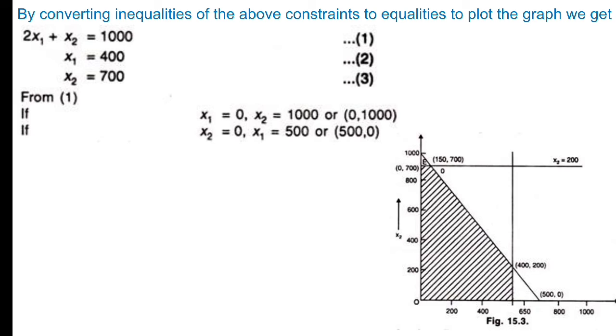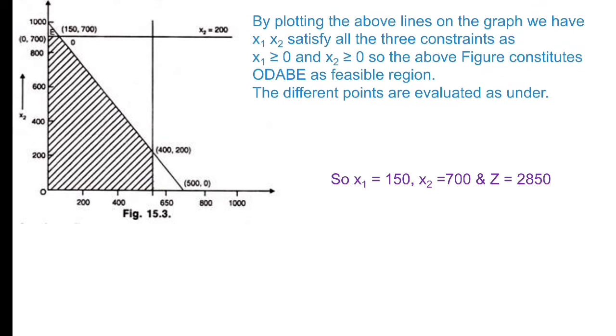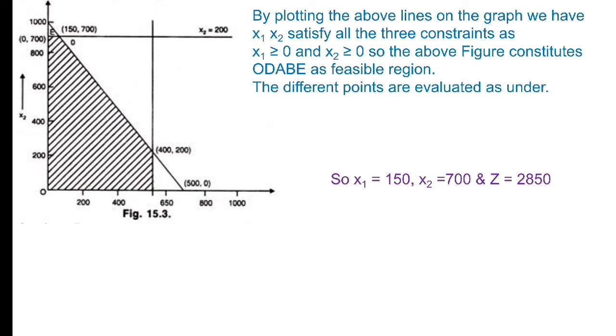At 0, 0, if you substitute, you get 0. At 400, 0, you get 2000. At 200, 400, you get 2200. At 150, 700, you get 2850. Then at 0, 700, you get 2100. The maximum is 2850. That is the maximum z equal to 2850, at the coordinates x1 equal to 150, x2 equal to 700.